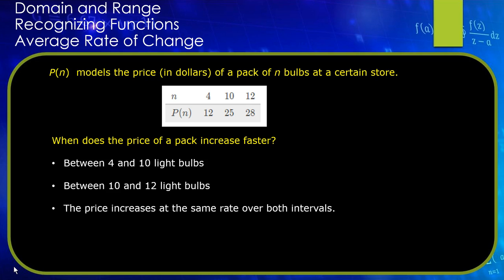When does the price of a pack increase faster? Between 4 and 10 light bulbs? Between 10 and 12 light bulbs? Or is it the fact that the price increases at the same rate over both intervals? So take a moment, see which is the correct answer, and then we'll go through it.